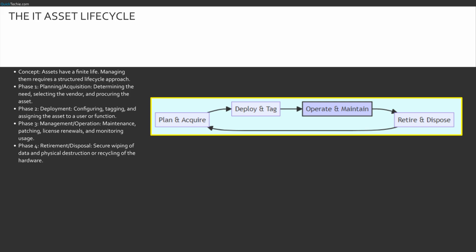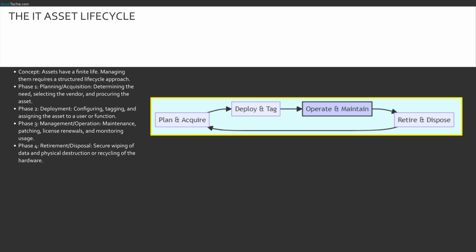Phase 2 is deployment. This is where we tag the asset, physically and digitally. Phase 3 is operation. This is the longest phase, where we patch, maintain, and monitor the asset. Finally, Phase 4 is retirement. This is critical for security. We must ensure data is destroyed before the asset leaves the building. Managing this entire cycle prevents zombie assets that consume power and licenses, but provide no value.